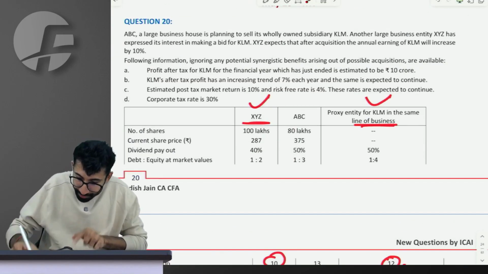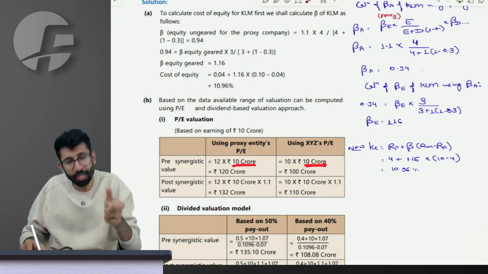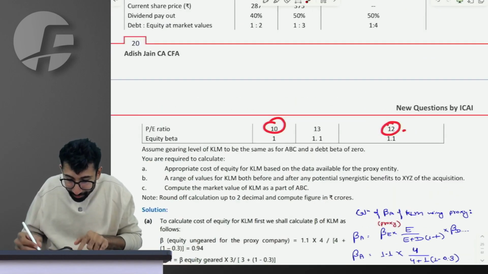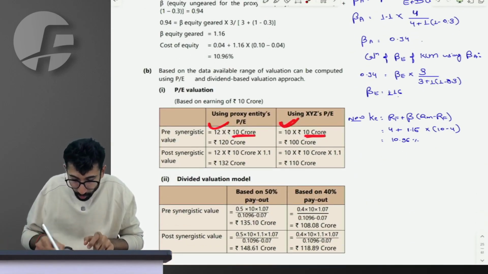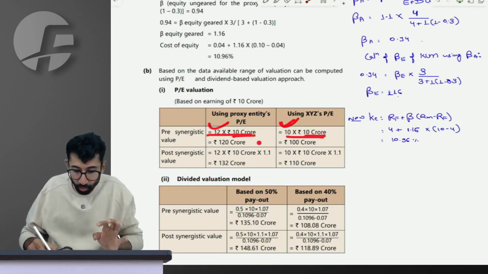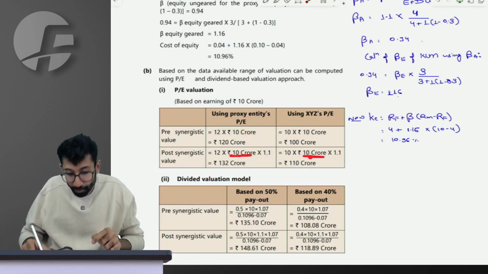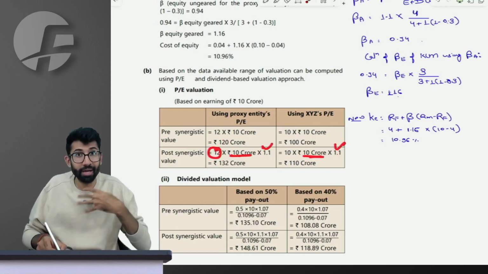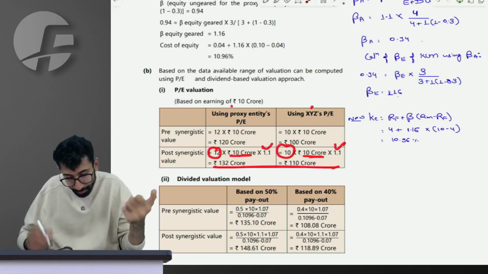Sir, my present profit is 10 crore. Fine, sir, 10 crore present profit. Without synergy benefit, it will continue to remain. What is the buyer's PE? 10 times. And what is the present PE of KLM? 12. So 12 into 10 crore and 10 into 10 crore are two possible values. Sir, with the synergy benefit, 10 crore present profit multiplied by 1.1 for the 10% benefit, once with my proxy company's PE, once with the buyer's PE. Again, two possible values.